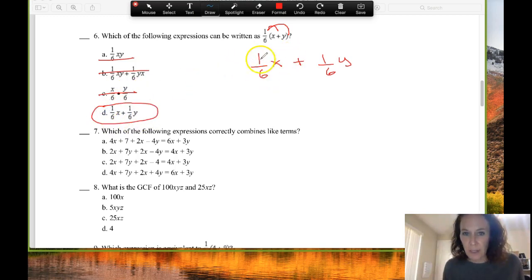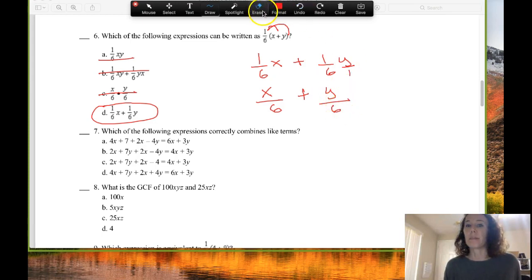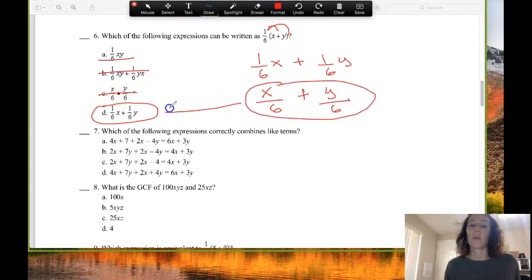Now, you could have written this. This is 1 over 6 times x, and x is the same as x over 1. So I'd multiply across the top and get x, and multiply across the bottom and get 6. This could be written as x over 6, plus, if this was y over 1, and I'll write it just so you can see, 1 times y is y. 6 times 1 is 6. So this would be y over 6. Now, if they had written x over 6 plus y over 6, not x over 6 times y over 6, that would have also been valid. So this and this are equivalent.